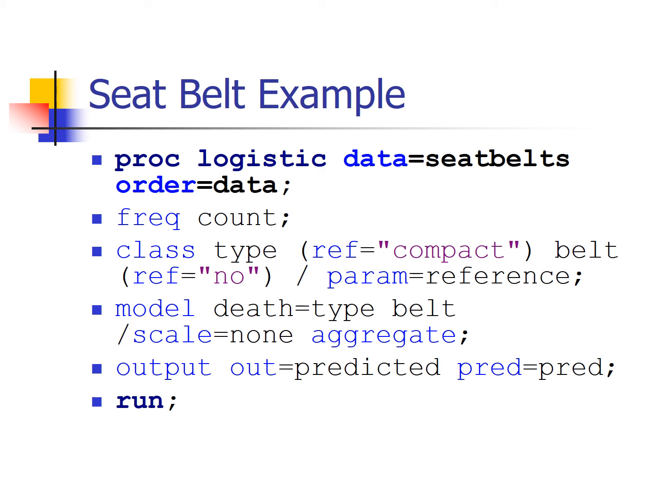So we're going to use the class statement, and we're going to use reference parameterization. We're going to model death, another nice morbid example to add to our collection. We're going to model death as a function of seatbelt type of car and seatbelt practices. And then to get the goodness of fit test, we do scale equals none aggregate. To be able to get estimated probabilities, we need to output them into an output data set.